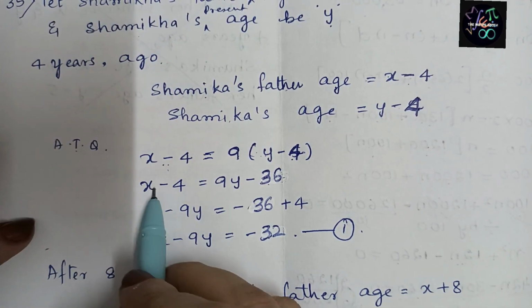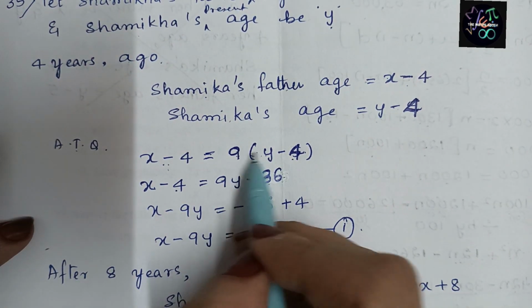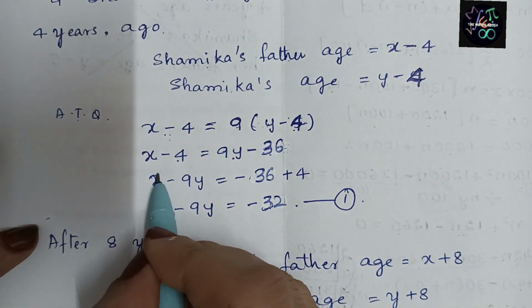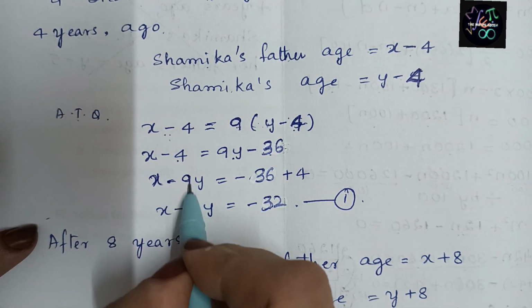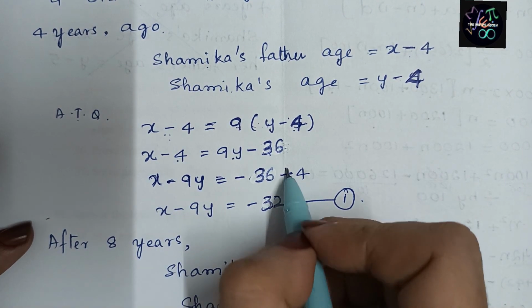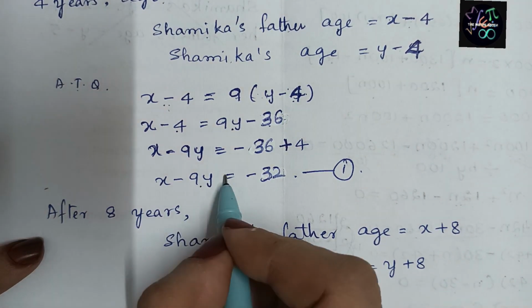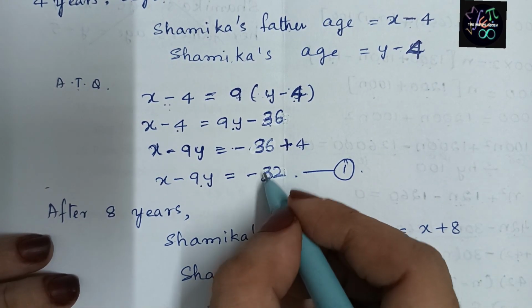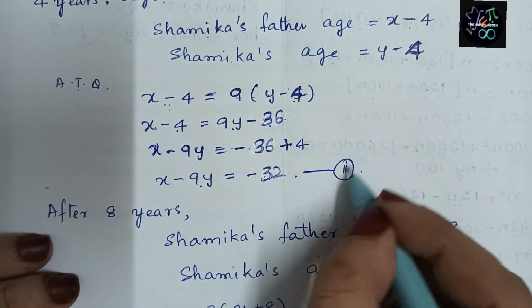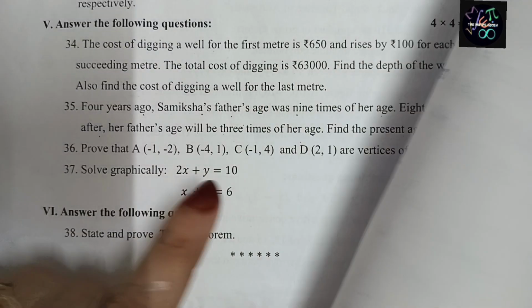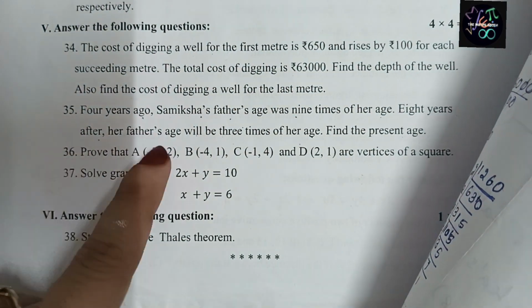Let us solve. x minus 4 as it is equals 9 into y, 9y, minus 9 fours are 36. The y term I will bring over: minus 9y is equal to minus 36 as it is. This minus 4, if we bring this side, becomes plus 4. x minus 9y is equal to minus 36 plus 4, which is minus 32. Bigger number sign, so minus 32. This is equation 1.